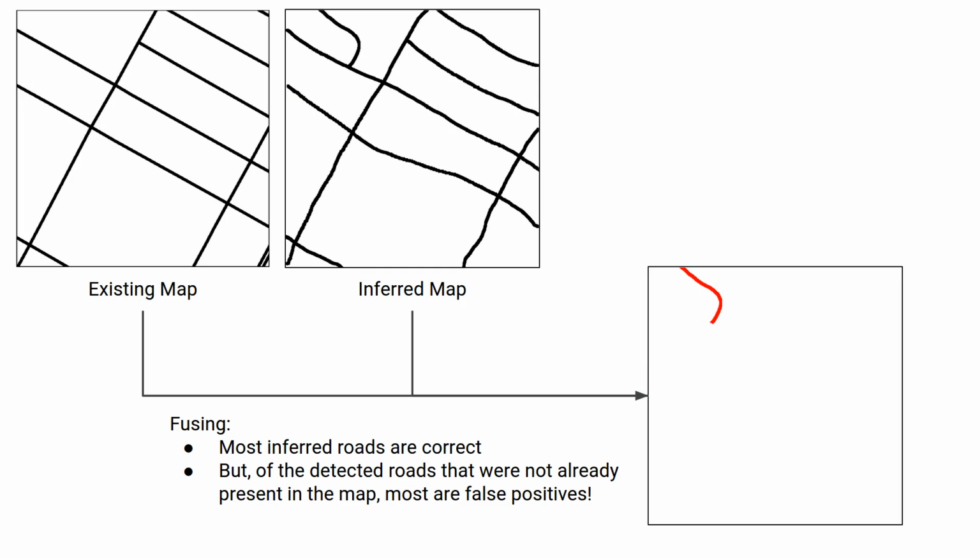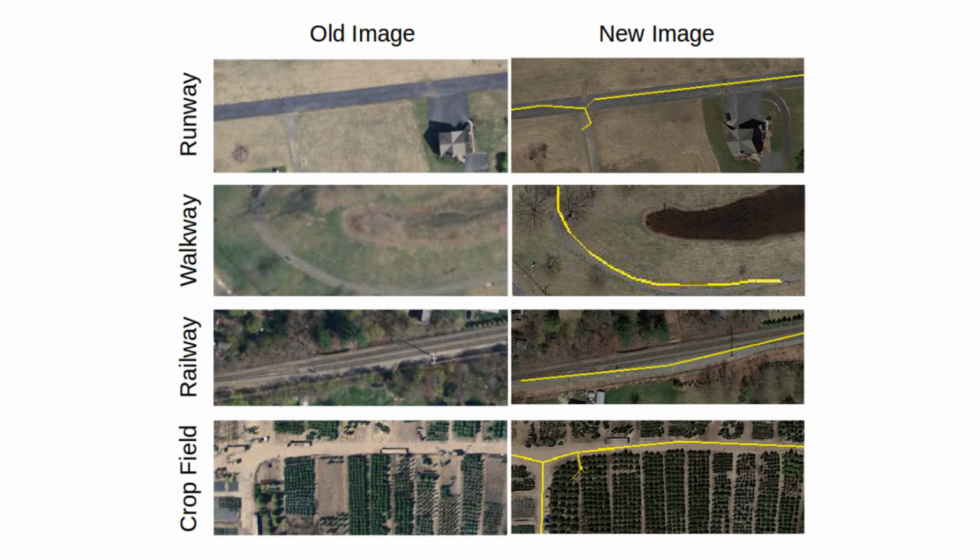After filtering the inferred roads for only the detections that are already present in the existing map, what we're left with is mostly false positives, because while most detected roads were correct, most of them are also already in the map. In some sense, we have a needle in the haystack problem where we're trying to identify a very small number of changes in the physical road network across a vast space. Here's some examples of false positives. Typically, they correspond to curvilinear features visible in the imagery that are not roads, like runways and walkways.